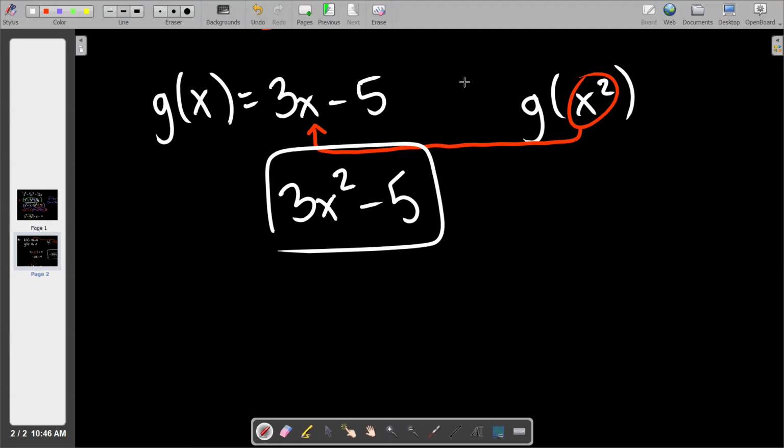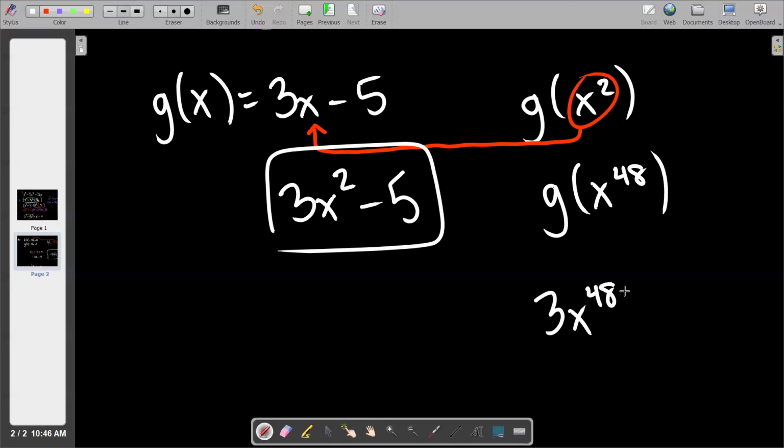But I know you wanted to know because it had an x squared in it. Really, if it said find g of x to the 48th power, we'd be like, oh my God, that looks so hard. But really the answer would just be 3x to the 48th minus 5. Okay. All better? Yeah, thank you. You're welcome.